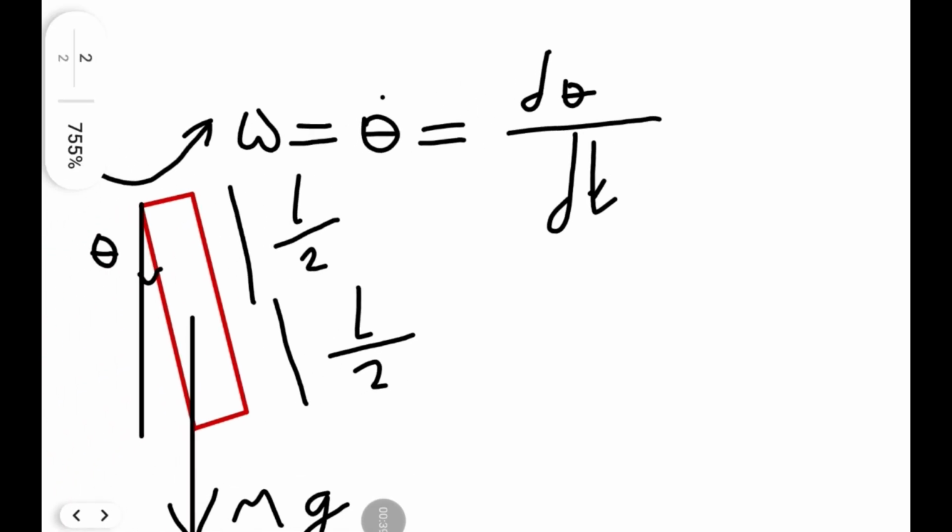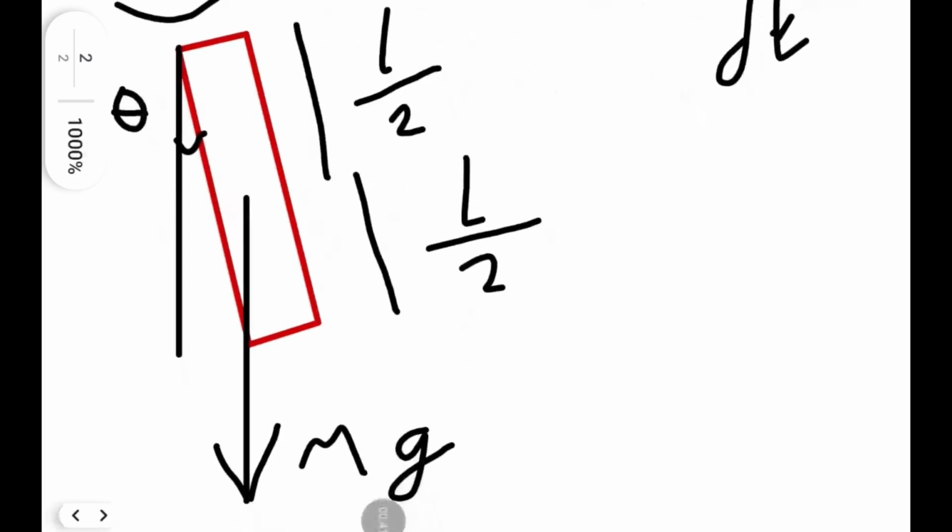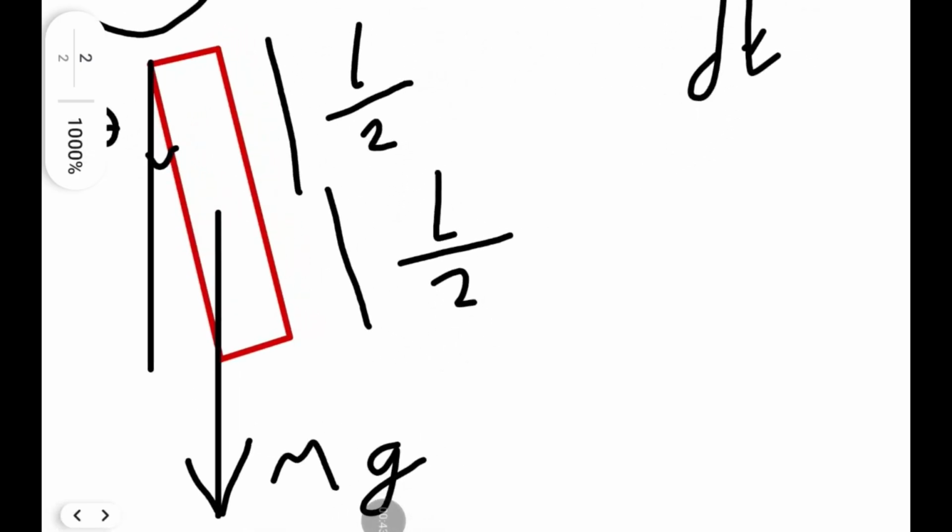Now for solving this problem, the whole length of the rod is L. We're going to assume it's a slender rod. I know we haven't drawn that. I've just drawn it as a rectangle to make it clear that it's a compound rod, not an ordinary pendulum.